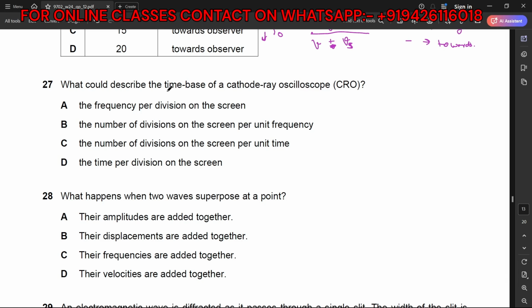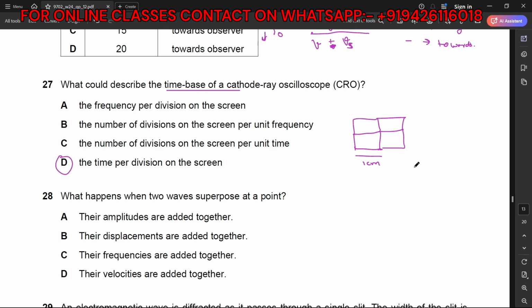What could describe the time base of a CRO? If you have noticed in previous year questions, you have this CRO with this kind of divisions, and it's usually given that in 1 centimeter, what is the value of the time in that particular division? Based on that, it's not the frequency or the number of divisions on the screen per unit time. It's not per unit time, but it's the time per division. So D becomes our final answer.